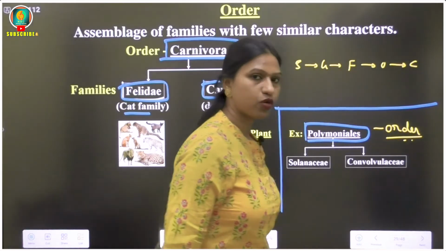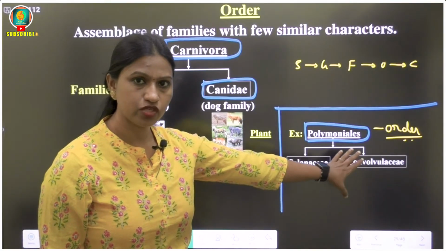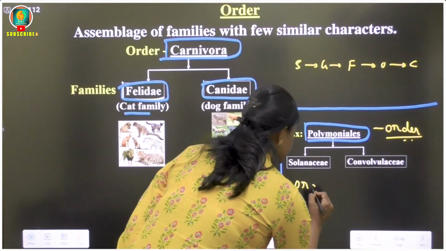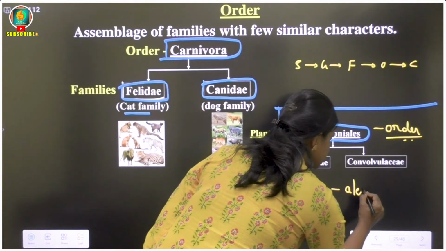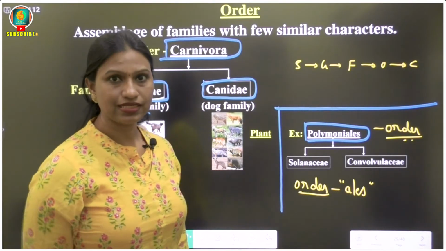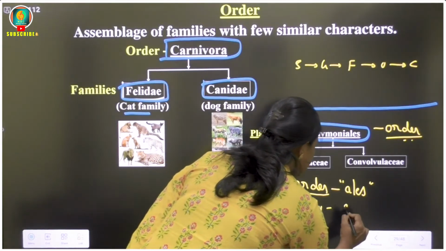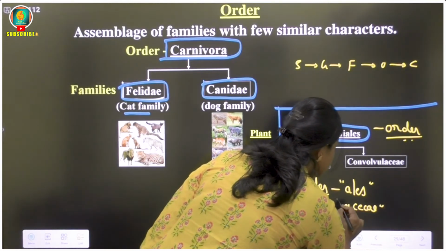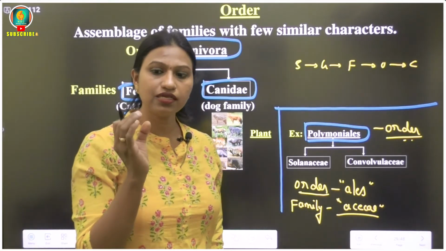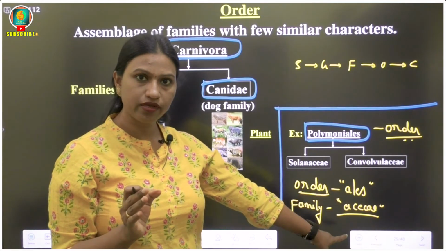So in the exam, if a question comes, which among the following is an order, giving options like Solanaceae, Convolvulaceae, Polemoniales, don't get confused. An order name always ends with ales: Sapindales, Polemoniales, like that. Whereas a family, in the case of plants I'm talking about, always ends with aceae: Solanaceae, Convolvulaceae, Poaceae. Remember, ales is for order, aceae is for family.